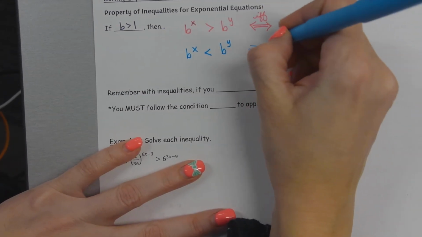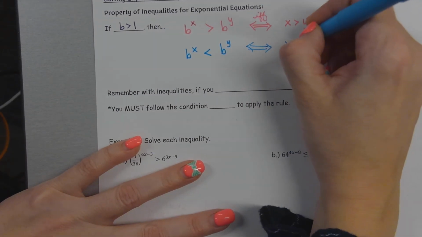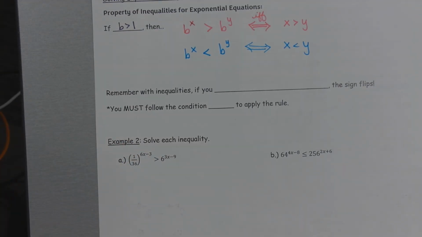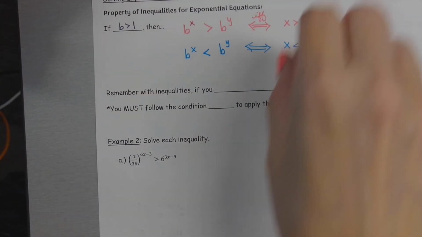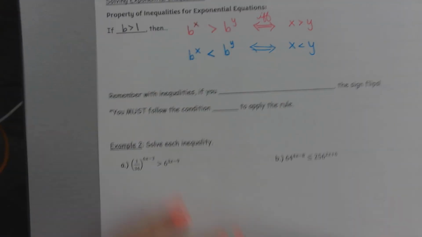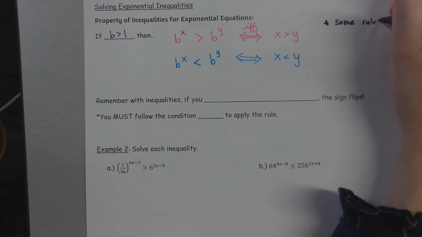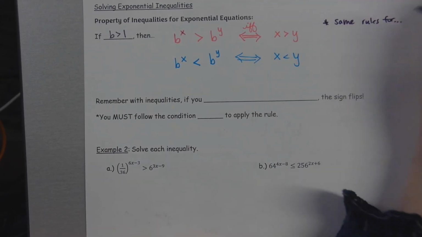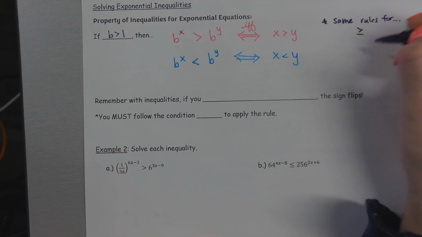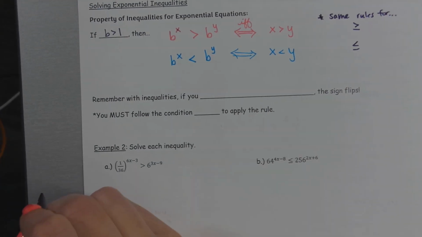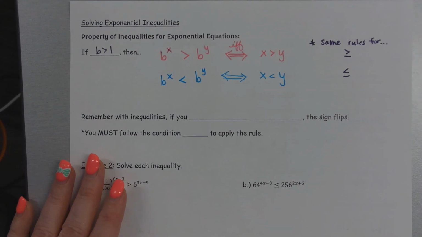Alright, so then if you have greater than, it's going to follow that x is greater than y. If you have less than, it will follow that x is less than y. And these are going to follow the same rules if you have greater than or equal to. Okay, so we're not going to write out the whole thing. So this has the same rules for greater than or equal to. This has the same rules for less than or equal to. Okay.